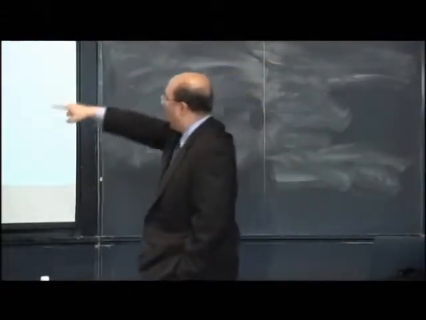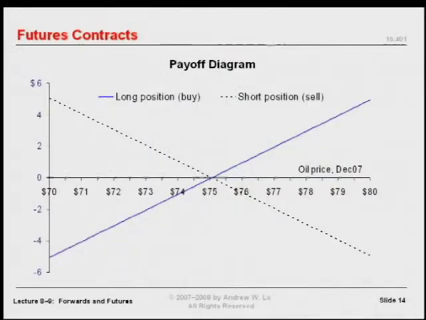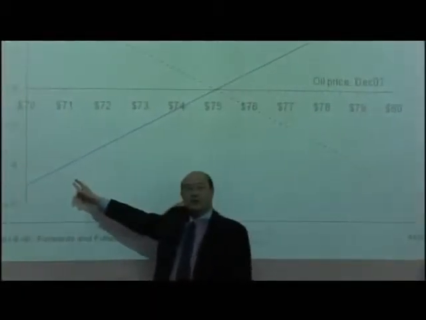So this blue line shows you the payoff if you're holding a long position in one of these contracts, if you bought a contract. If you sold the contract, then your payoff diagram is the dotted line. The blue line basically says that if the futures price goes above $75.06, then you make money. If the futures price goes below $75.06, you lose money.